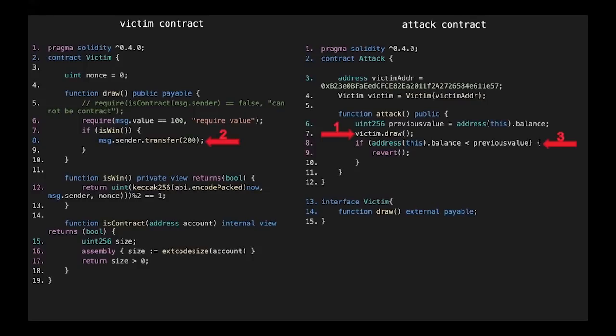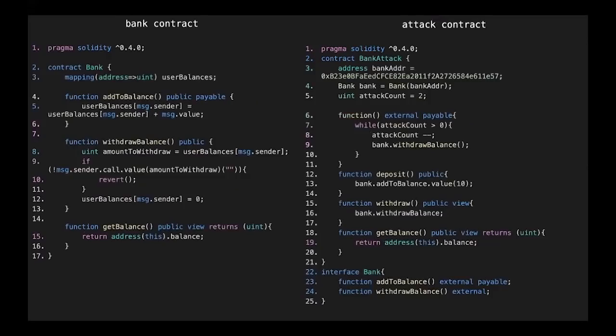Okay, I will introduce the fallback attack. In 2016, the DAO attack incident was the use of fallback attacks by hackers. The attack process is as follows. Assume 100 SHUN in the bank contract and 10 SHUN in the attack contract. The attack contract first calls the deposit method to send 10 SHUN to the bank contract. Then the attack contract calls the withdraw method, which calls the withdraw balance method.